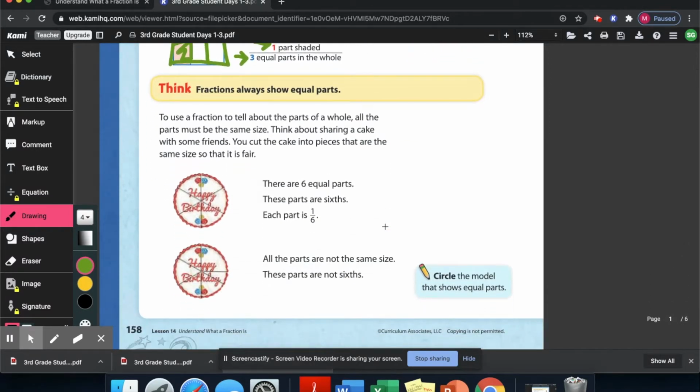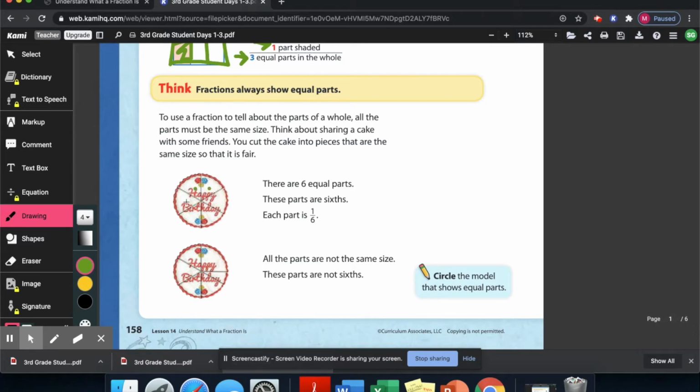Now, let's give you a more real life example right here. So they gave us one in this think area. Fractions always show equal parts. To use a fraction to tell about the parts of a whole, all the parts must be the same size. Think about sharing a cake with some friends. You cut the cake into pieces that are the same size, so it's fair. So they give us 2 pictures of cakes, and they're obviously cut a little differently. So we're going to look into that.